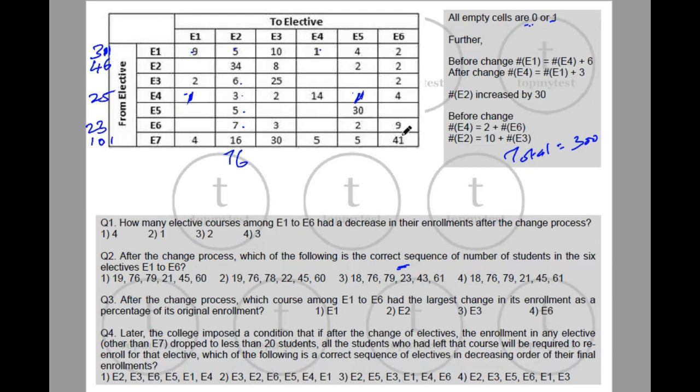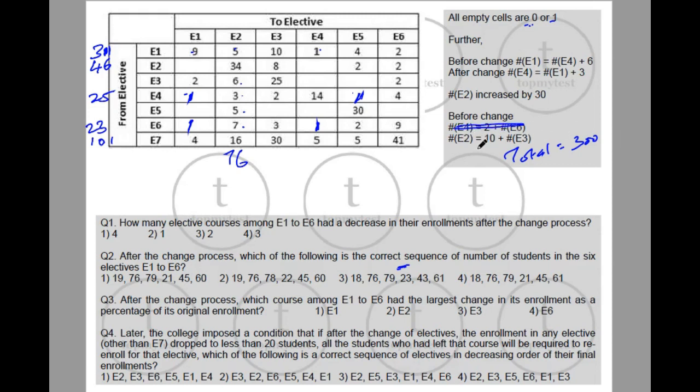Now let's see what is the total here. 9 plus 2 is 11. 11 plus 10 is 21. To reach 23, both of them have to be 1 each. So this will have to be 1. This will have to be 1. Okay, this is very nice. All right, this is used.